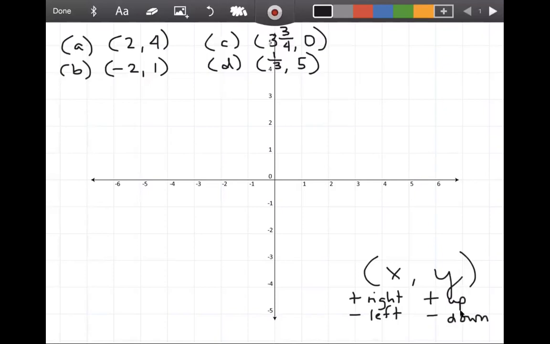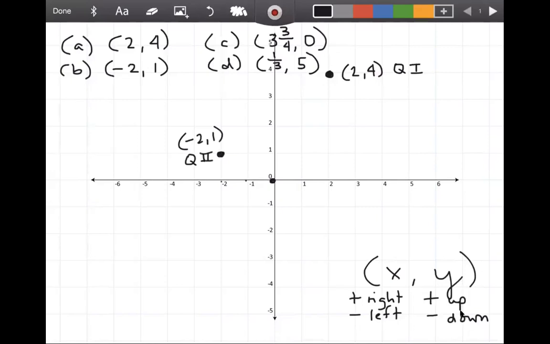All right, so 2, 4 means 2 to the right and 4 up, because both of those numbers are positive. So that is going to put us right here, 2, 4. 2, 4 is in quadrant 1. All right, next we have negative 2, 1, because that negative 2 is negative. That means move to the left. And I should mention we're always starting at the origin. So we go 1, 2 to the left and then 1 up. There's the point negative 2, 1. It is in quadrant 2.